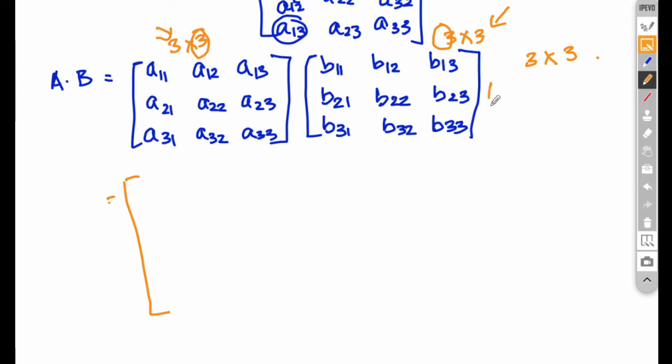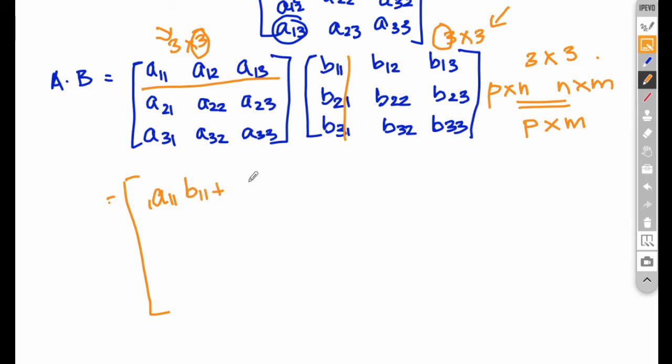Of course, you can always have a p by n times n by m. As long as these two indices match, you will end up getting a p by m matrix. So now, when you're trying to calculate this, the first element is going to be obtained by multiplying these components, A11, B11 plus A12, B21 plus A13, B31. So that is the first element.